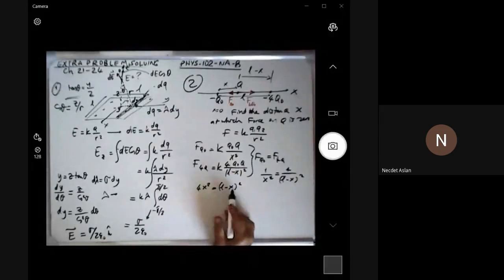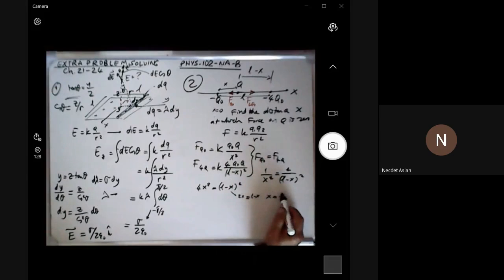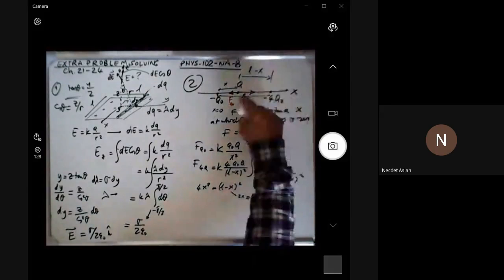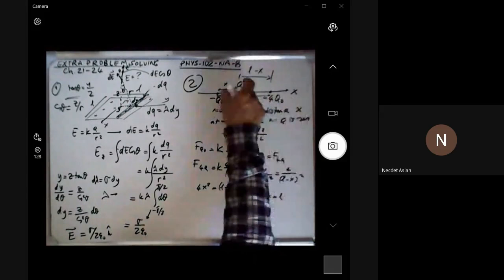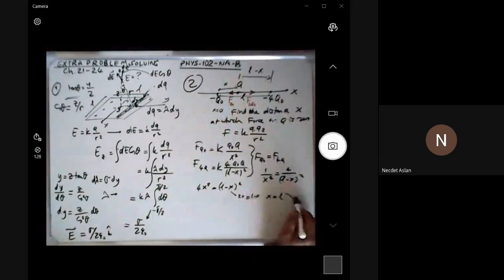So if we take the square root from both sides, we see that we get only one solution though. It just gives you 2x, the square root of the left-hand side, and the square root of the right-hand side is just L minus x, okay? So if you put this to the other side, we see that x equals L. But x equals L means that Q is touching Q0. This is not the case. This cannot be the case, okay? It's impossible. We need another solution.